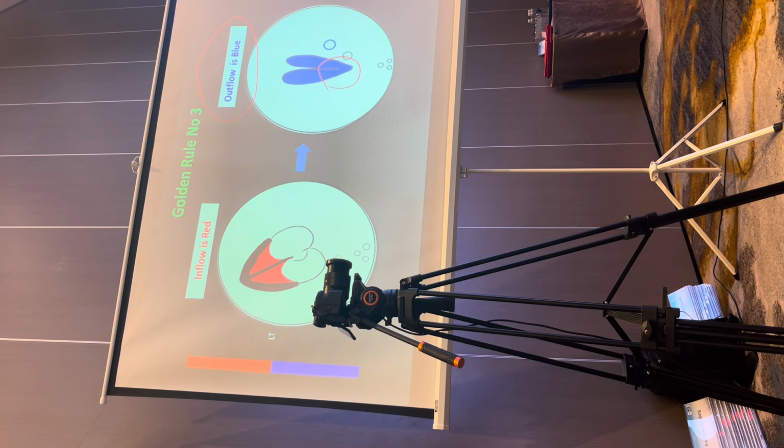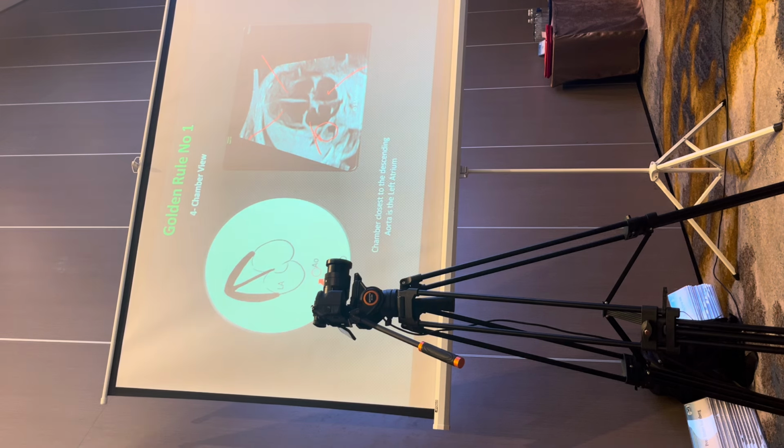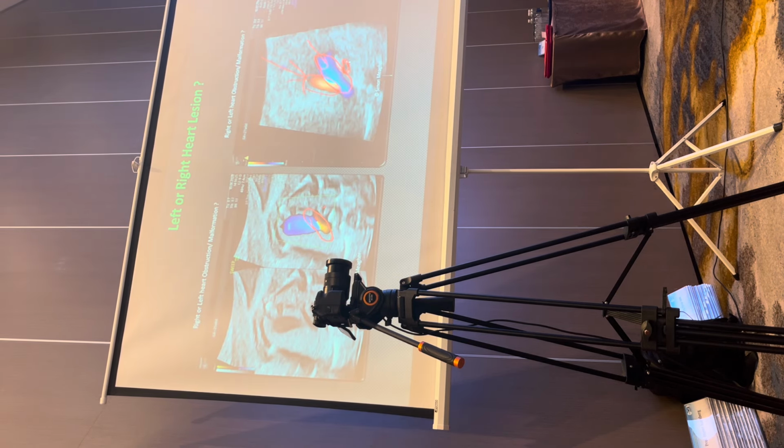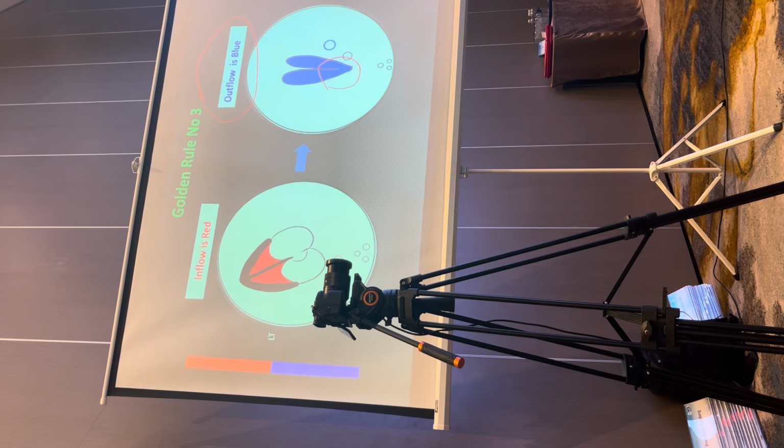So I've shared with you the three most essential rules in cardiac imaging. Chamber close to the descending aorta, left atrium. Three-vessel tracheal view, vessel close to the trachea, the transverse aortic arch. And when you're doing an examination of the heart, always have inflow, so that red is up, blue is down, inflow is red, and outflow is blue. In the perfect world.